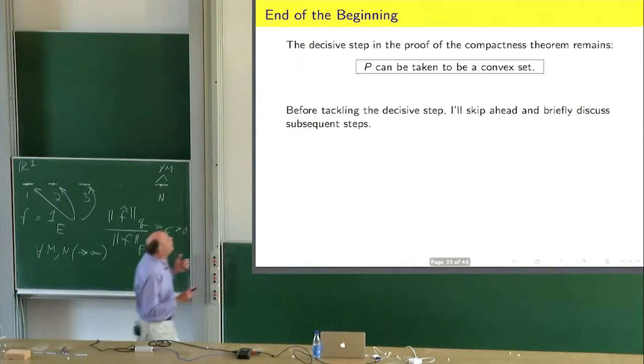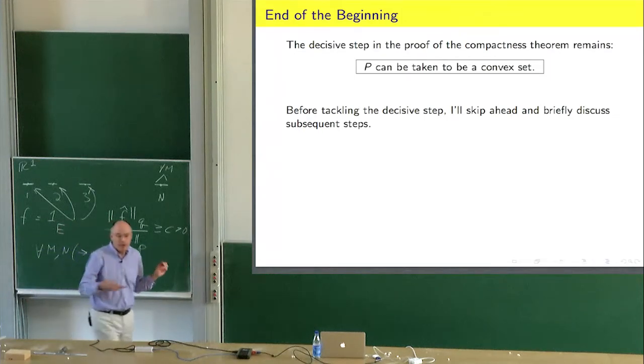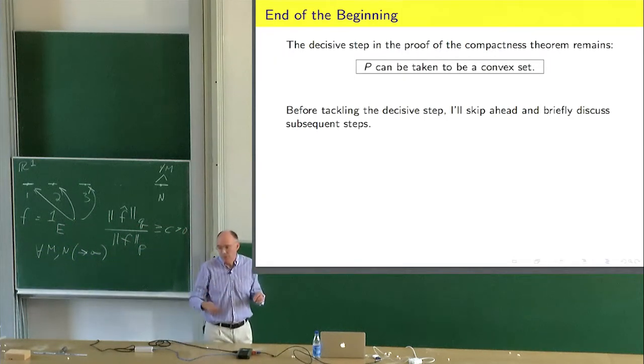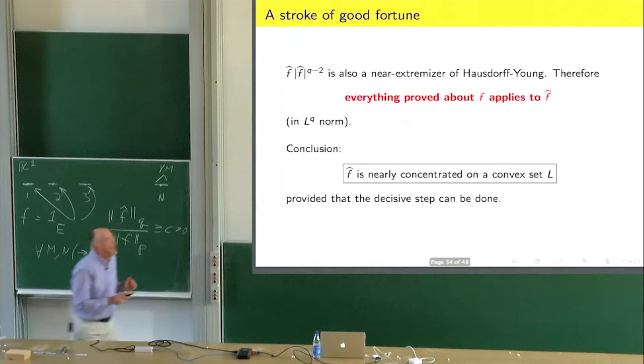Okay. So before I explain to you that decisive step, I'm just going to skip ahead and tell you about the other steps in the proof that come after it. Okay, and then we'll go back to the main step.